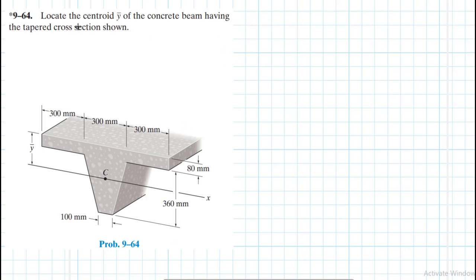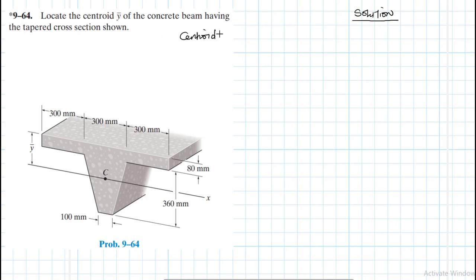The problem reads: locate the centroid Y bar of the concrete beam having the tapered cross-section shown. This problem is coming from the Engineering Mechanics Statics textbook, 13th edition by R.C. Hibbeler. So briefly, let's talk about what centroids are.